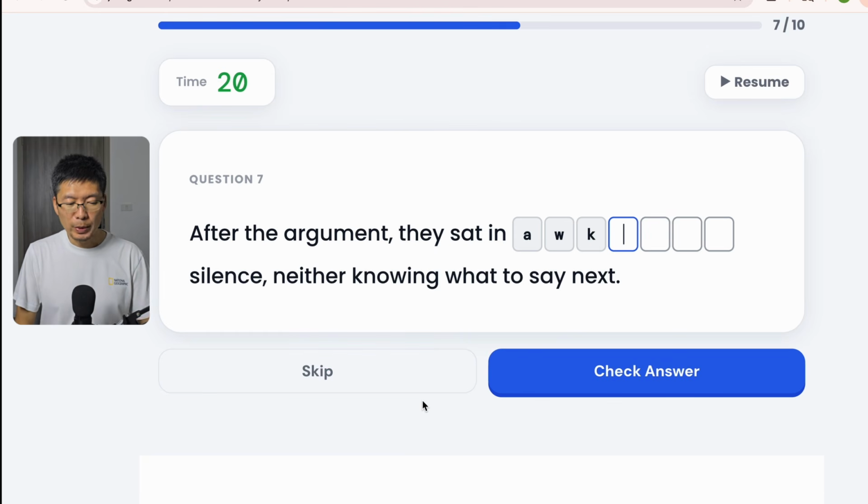After the argument, they sat in what? Silence, neither knowing what to say next. Okay, so they sat in what? Silence. So it's adjective. Describe the silence, right? So you have 3 seconds. Think about the answer.